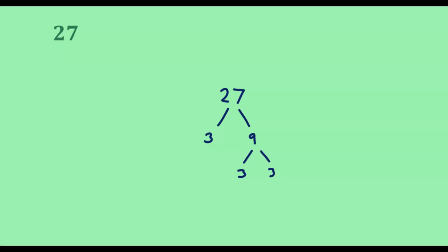And so we have ended up with prime numbers 3, 3, and 3, which means that 27 is equal to 3 times 3 times 3. And if we want to write that in exponential form, we have 3 multiplied by itself 3 times, so we have 3 to the power of 3. And this is our required prime factorization.